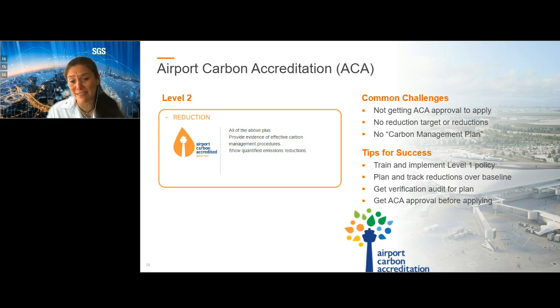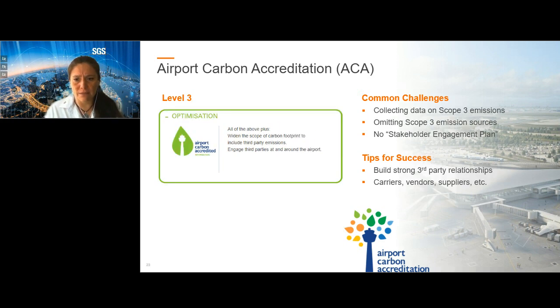Tips for success: train and implement your level 1 policy, and also train on scope 1 and 2. Now also plan how you're going to make your reductions over the baseline, get verification for the carbon footprint and the reductions, and also discuss with ACA prior to moving, not only for level 2, but for every level. Let ACA know what your plans are, because they have to set up your application again.